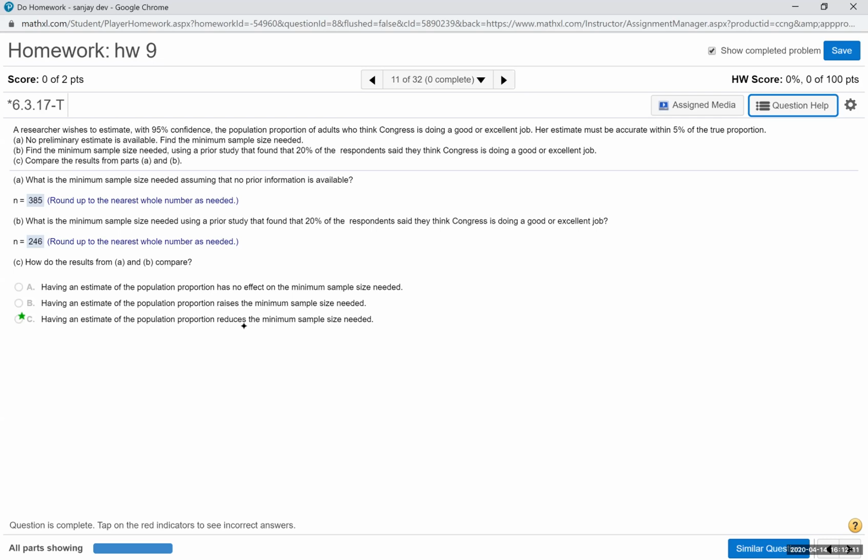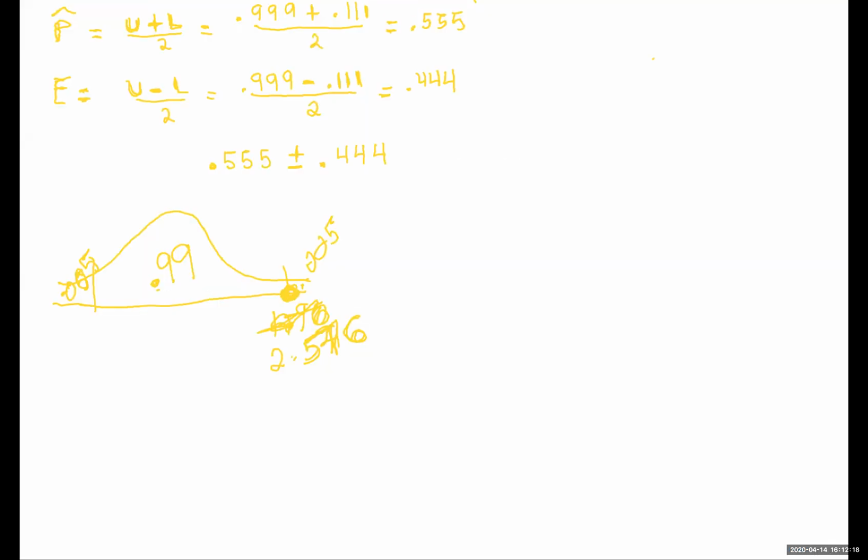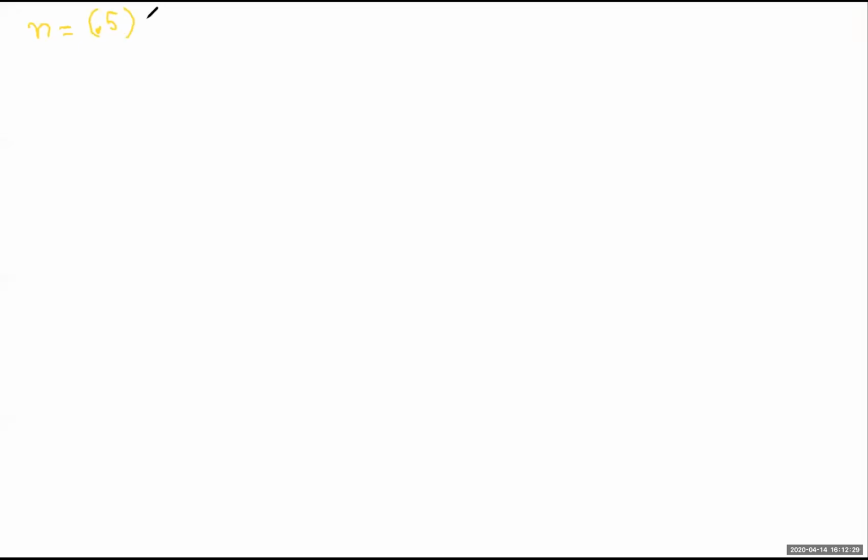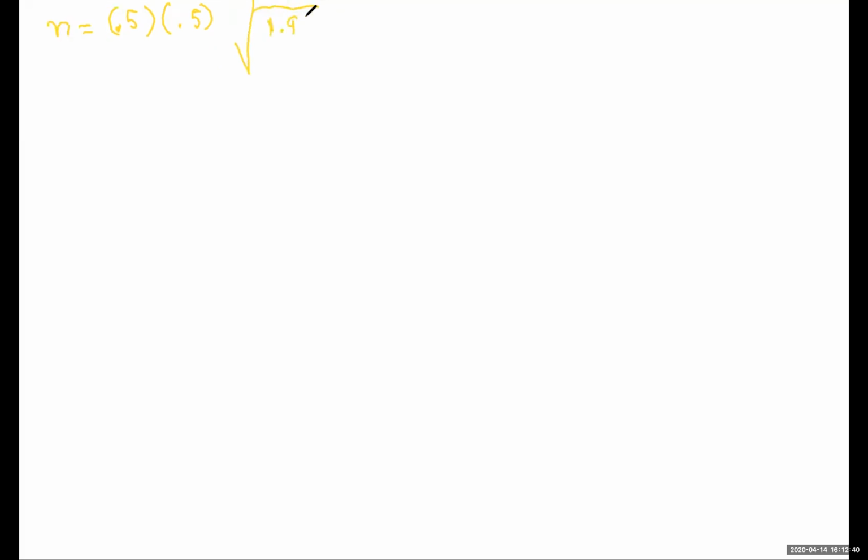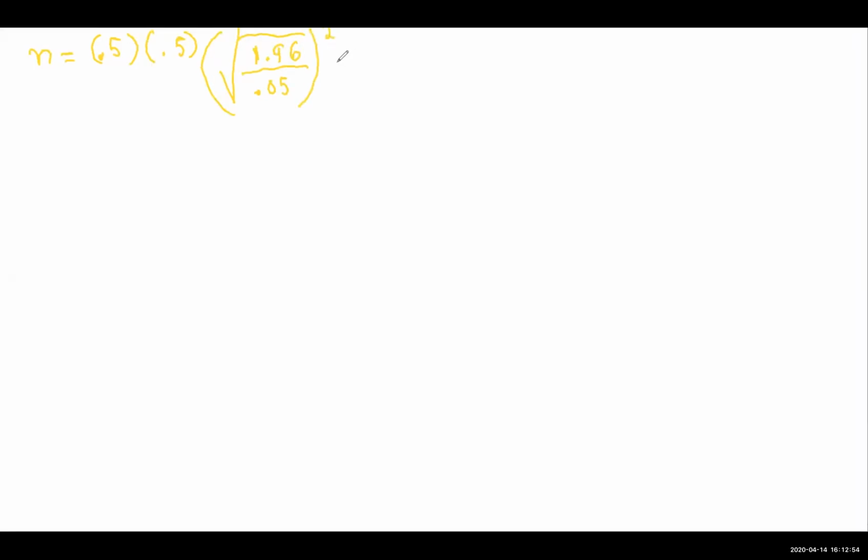So let me show you what I just did. Let me clear this. For this example, you want n. We don't know what P hat is, so it's 0.5. We don't know what Q hat is, so that's also 0.5. You multiply, then take the square root of it. Critical value at 95% in this case happens to be 1.96. E is 5%, so that's 0.05. Whatever that comes out to be, you just square this number. This whole thing comes out to be 384 point something, but you always round it up, so the answer is 385.